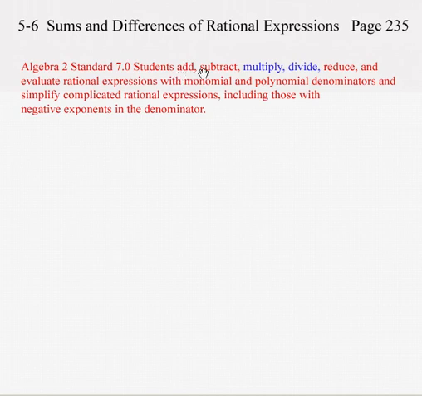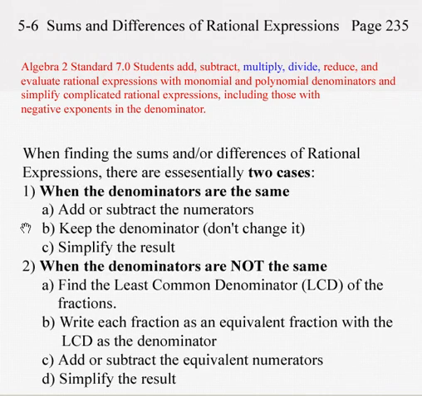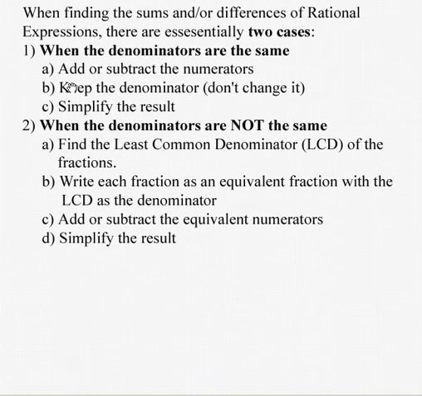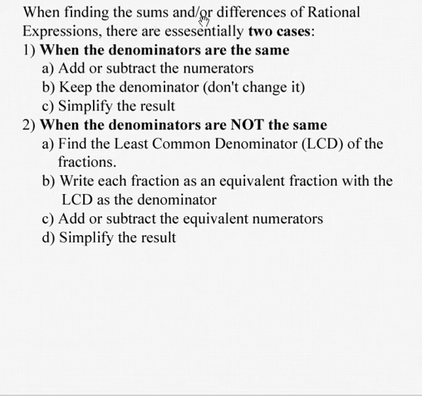Chapter 5, Section 6, we are continuing our pursuit of standard number 7, and we are going to add and subtract, and of course reduce, our rational algebraic expressions. Now when we do this, remember from elementary school that when we're adding or subtracting fractions, there are essentially two cases. Case 1, when the denominators are the same, and case 2, when the denominators are not the same.